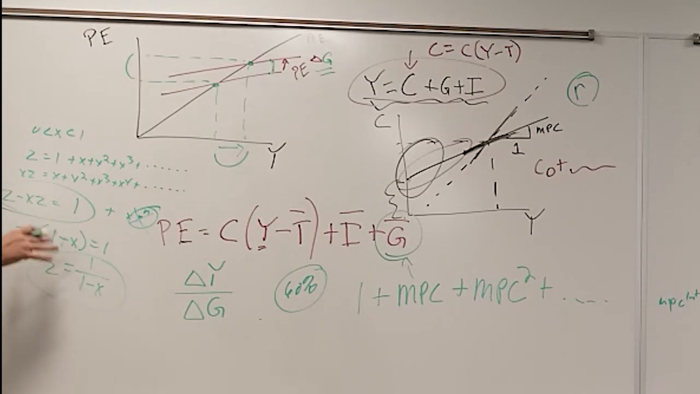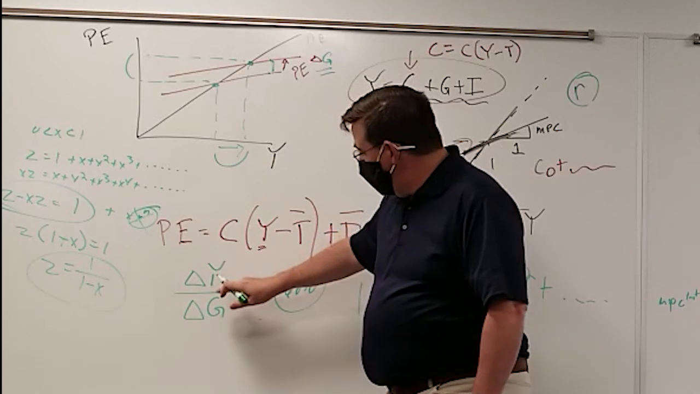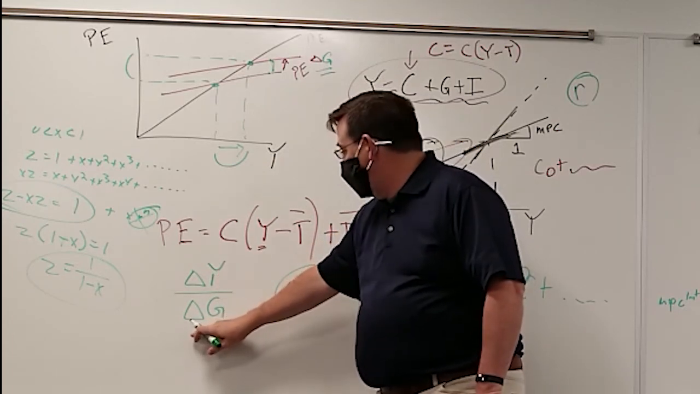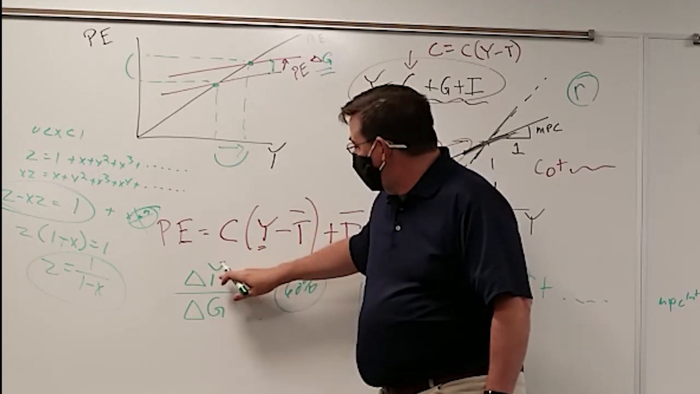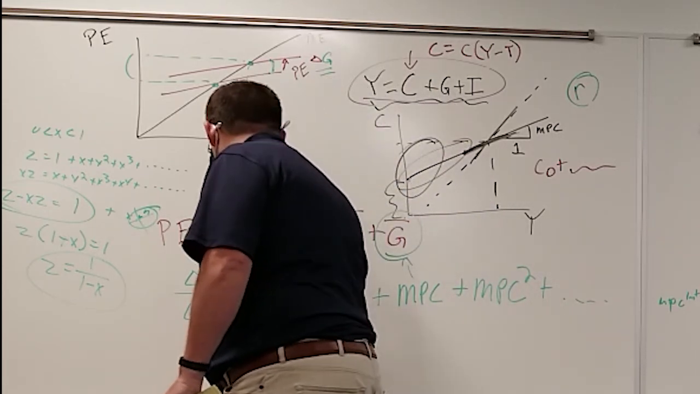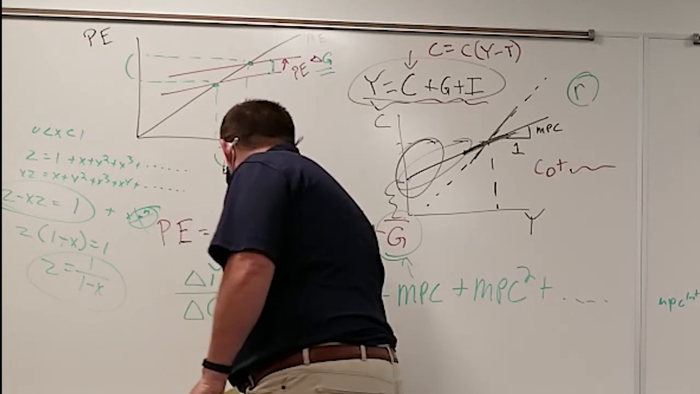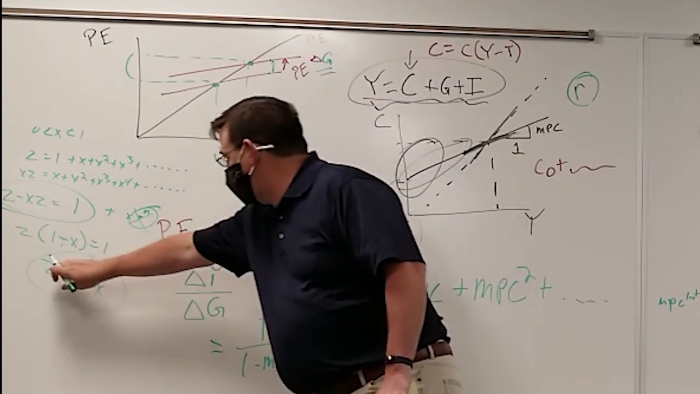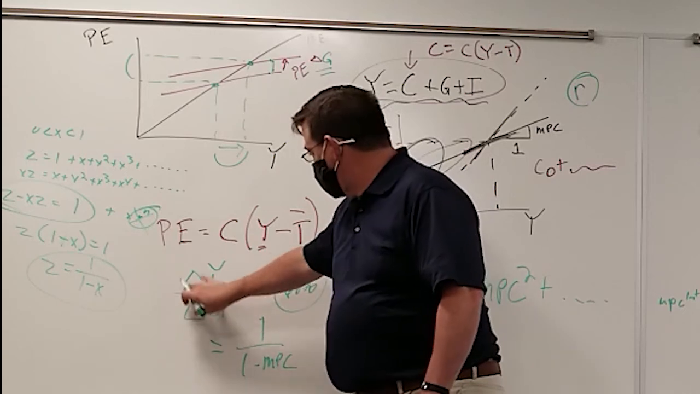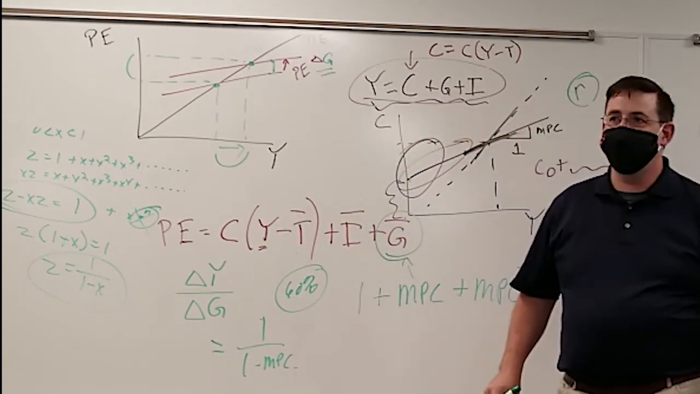All of which I'm doing in order to show that when the government spends another dollar, how does it affect total output? The change is equal to 1 over 1 minus whatever the marginal propensity to consume is. So here's your z, that's dY/dG, and here's your x, the marginal propensity to consume.